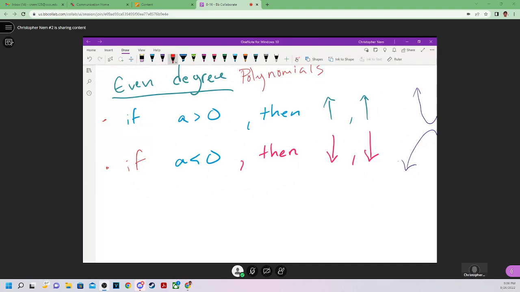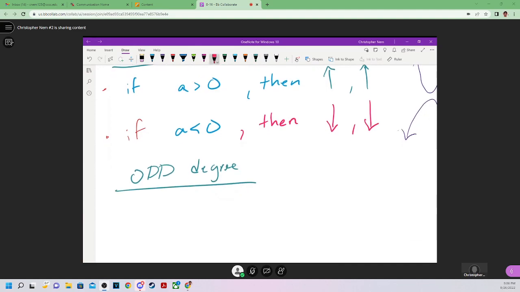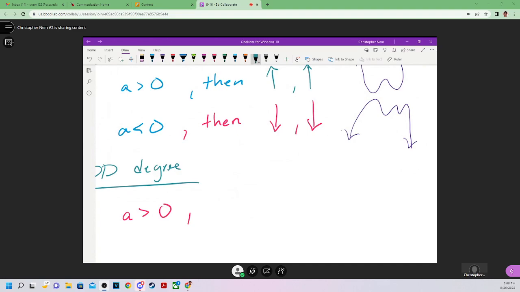Well, odd degree polynomials now. Odd degree polynomials should be different from these guys. And we've seen examples of them and everything. We've seen x raised to the first power, which is a linear function. We've seen cubic functions, all of that. So we're going to say if your a value is positive, if you have no reflection, well, we have this weird behavior right here. Boom. Let's say this is a cubic function. It's a third power. That's an odd degree.